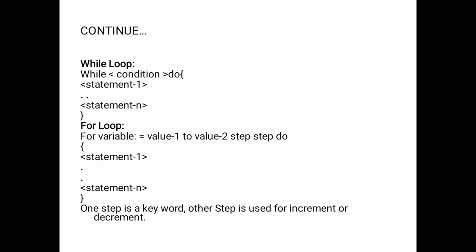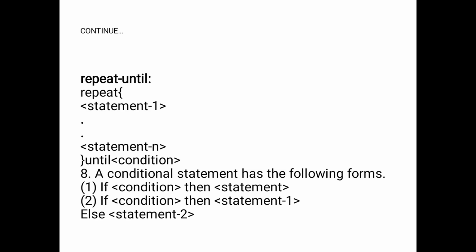While loop: while condition do statement. These are while loops. And for loop: in the for loop we write the for variable equal to a value, and how many steps we want to increment. We write the number: step 2 increments by 2, or step 3 increments by 3. This is one of the for loops. Increment and decrement we write that way.